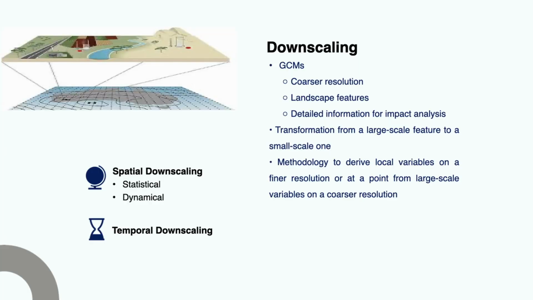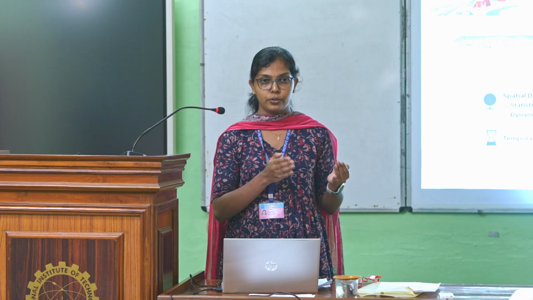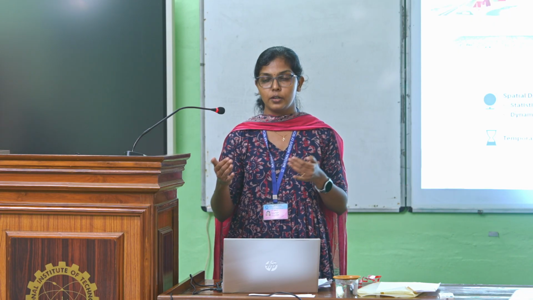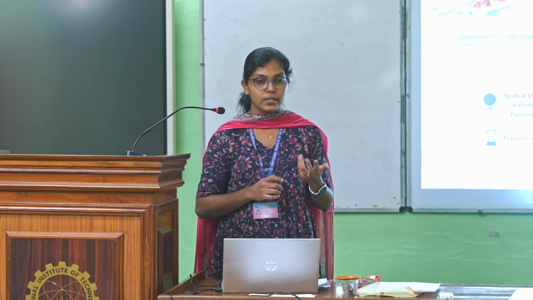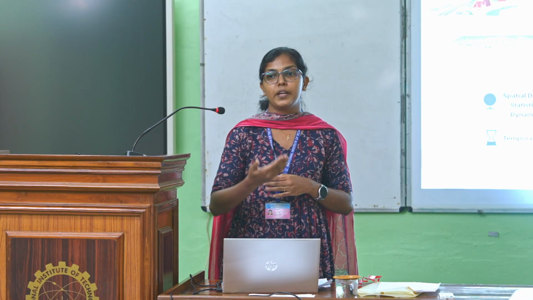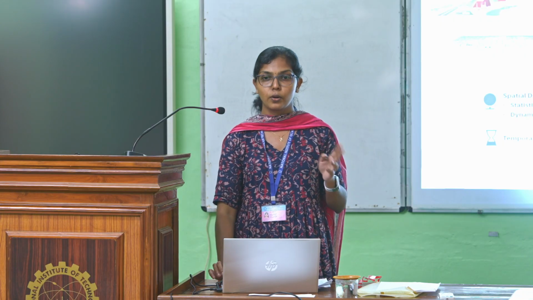Then after this bias correction, the next step is downscaling. We already said that it is very coarse in resolution, around 250 to 600 kilometers. So in downscaling, we are converting this coarser resolution data to finer resolution. It's a transformation from large scale features to a small scale. Downscaling can also be explained in terms of spatial downscaling and temporal downscaling. Here we are only focusing on spatial downscaling. It's also of two types, statistical and dynamical.